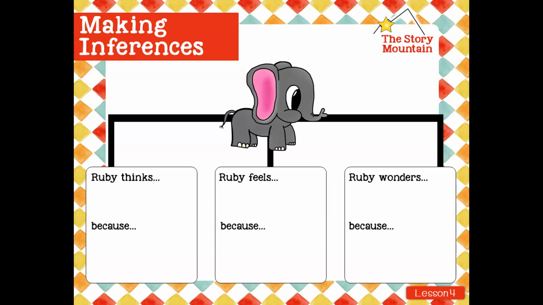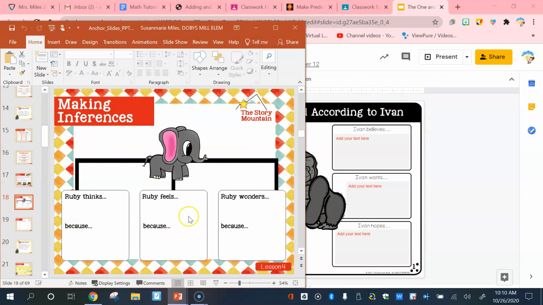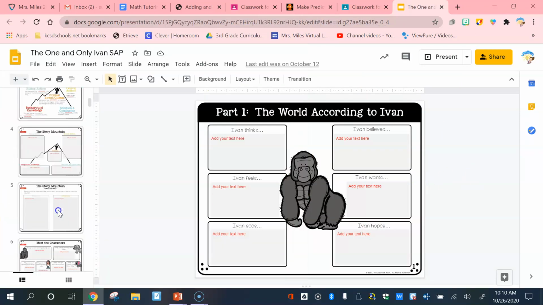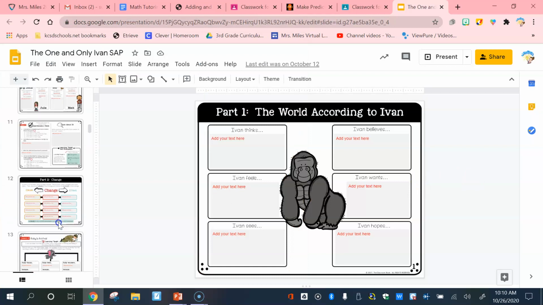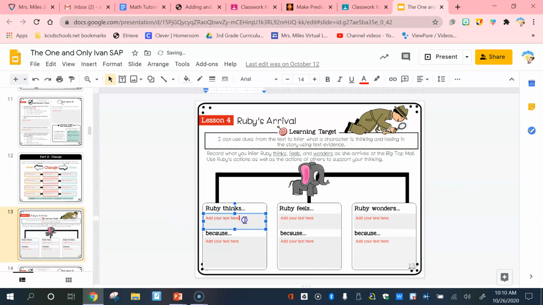So what do you think Ruby is thinking? Why won't she come out of the truck? Yeah, I think Ruby thinks that she'll get hurt. That Mac will hurt her. And why are we thinking that?